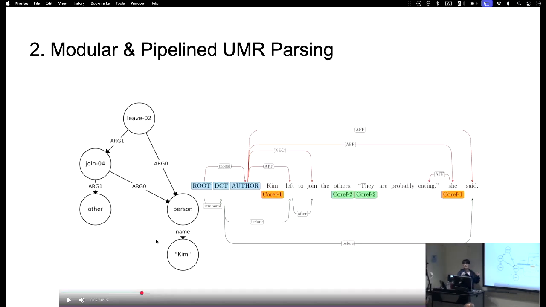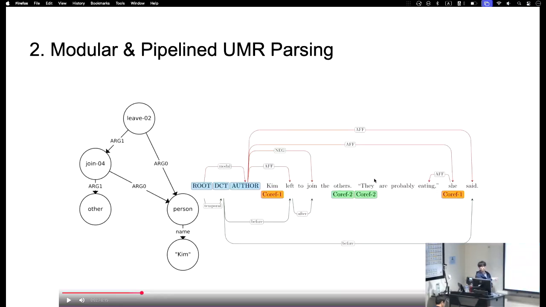Like you have the author to affirmative and negative. By the way, I'm assuming that everyone is somewhat familiar with the UMR guidelines and definitions. At the very bottom of this figure are the temporal edges, like before and after. Also, just below these tokens, you have the preference clusters. Like you have Kim and she falling into the same cluster, preference 1, and others and they falling into cluster number 2. So these relations are not at the sentence level, but at the document level, right?